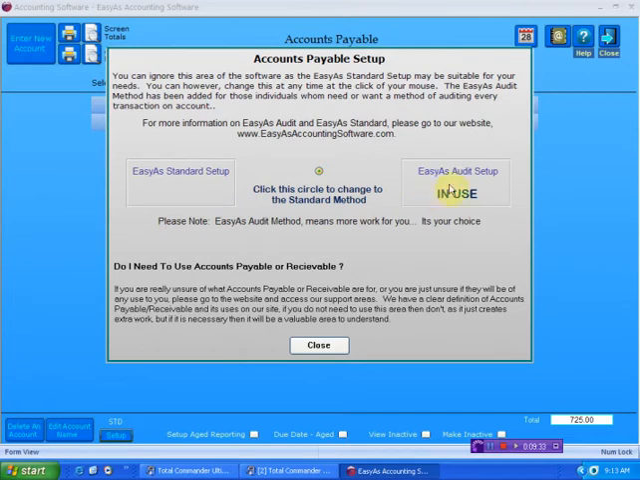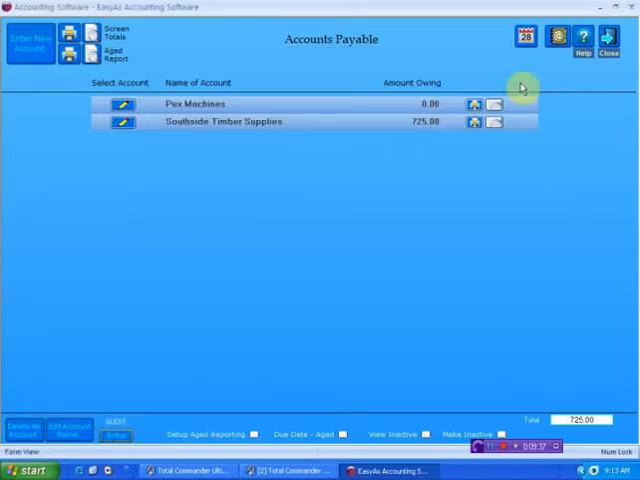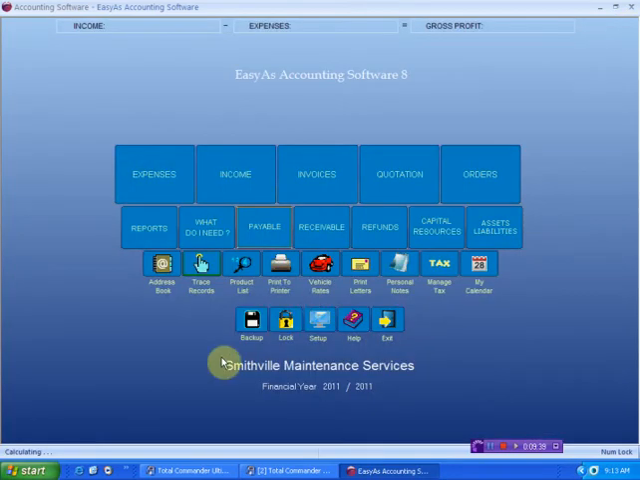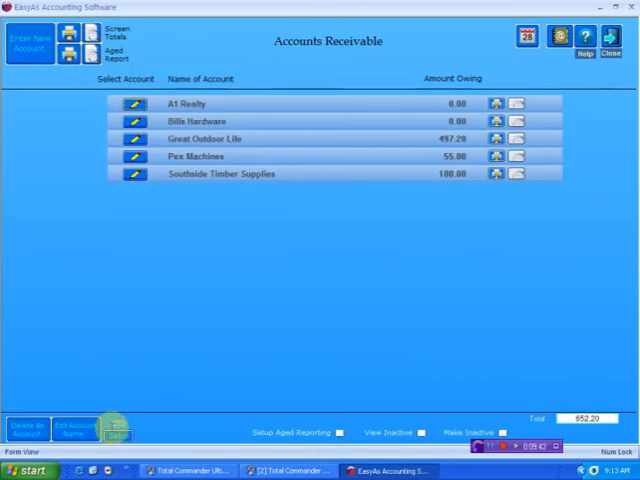Now, if I change this to the audit method, look what happens down the bottom here. This will change to audit method. That's on accounts payable. Accounts receivable, because I haven't changed that, it stays as the standard. So you can have accounts receivable set up as standard and accounts payable as audit if you want, or vice versa. Right, they're the common elements to both accounts payable and accounts receivable.